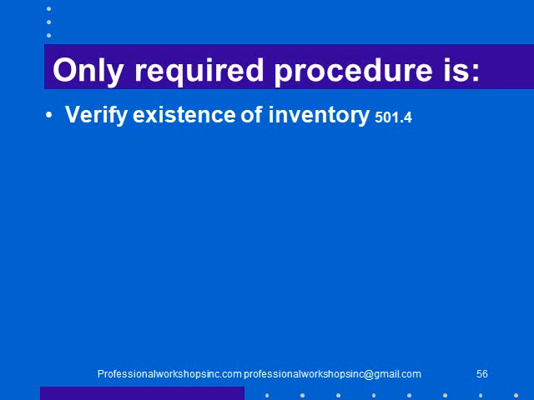So that's the only thing we have to do and cannot get away without, though sometimes you can, if the inventory is in a third-party warehouse, confirmation addresses the existence of inventory, if you've got a reliable third-party warehouse. So that's the only thing in all of auditing that you have to do regardless.